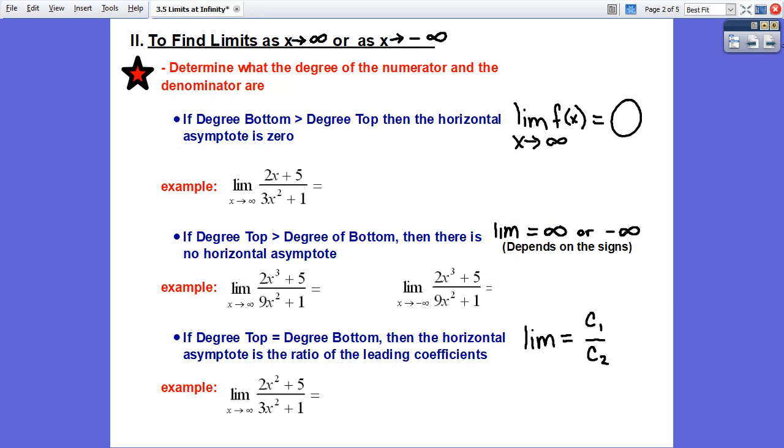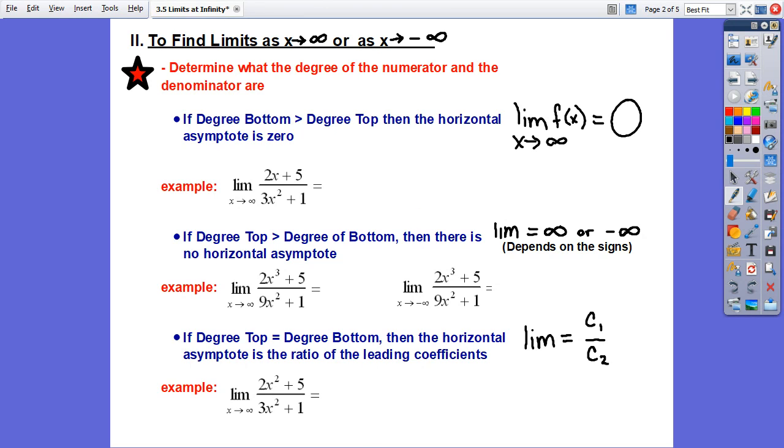Let's go ahead and look at some of the notes. This is flashcard stuff, so with the star here, there's really 3 things. What's in blue is what we're going to be looking at. That would be on our flashcards. If you're trying to find a limit as x approaches infinity or negative infinity, what we want to determine is the degree of the numerator and the degree of the denominator.